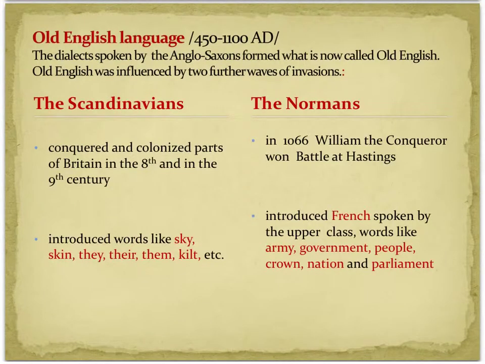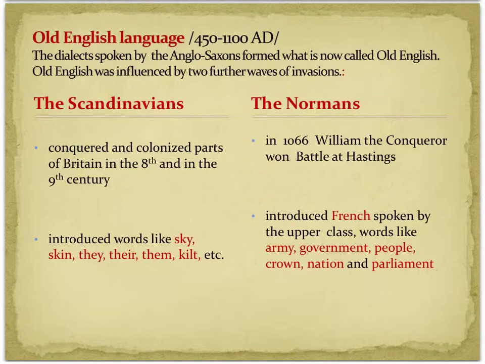Old English language from 450 to 1100 AD. The dialects spoken by the Anglo-Saxons formed what is now called Old English. Old English was influenced by 2 further waves of invasions, the Scandinavians and the Normans. The Scandinavians conquered and colonized parts of Britain in the 8th and in the 9th century. They introduced words like sky, skin, they, their, them, kilt, etc.